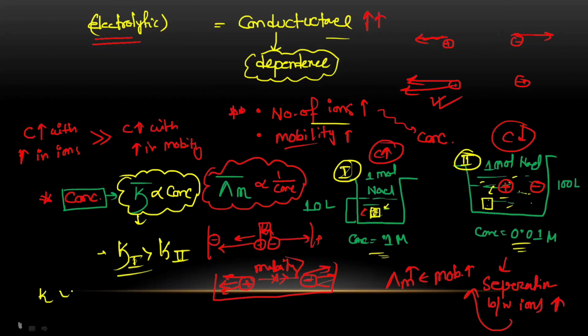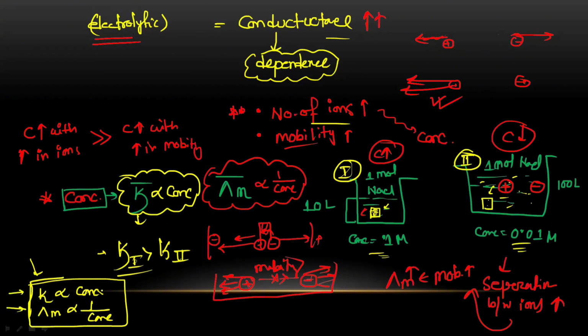So overall, what we have concluded, be very careful about it: kappa is proportional to concentration, but lambda m is proportional to 1 by concentration. If you have not learned it, you will be confused, because both are conductance. This is specific conductance, this is molar conductance, but the variation with concentration is different. I hope it's clear to you. Thank you.